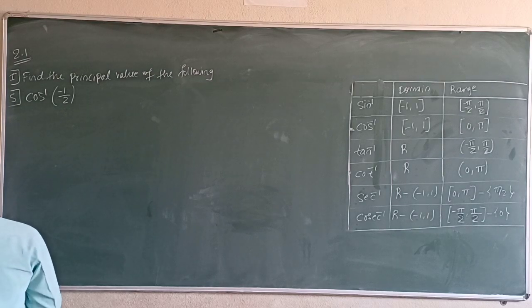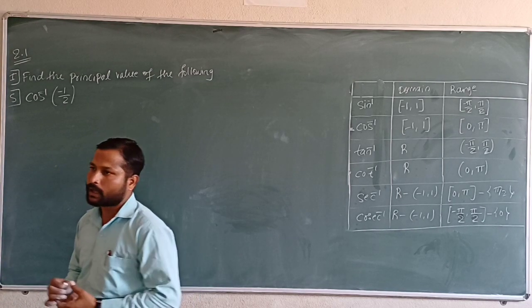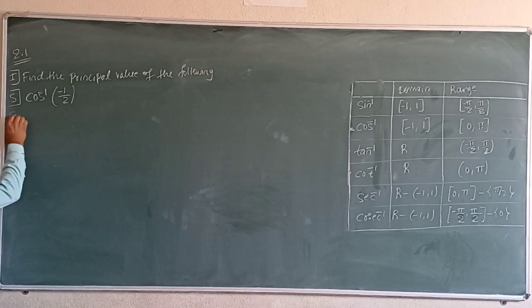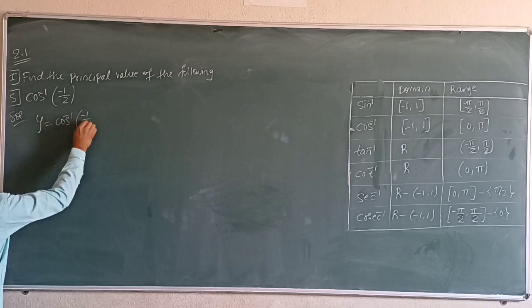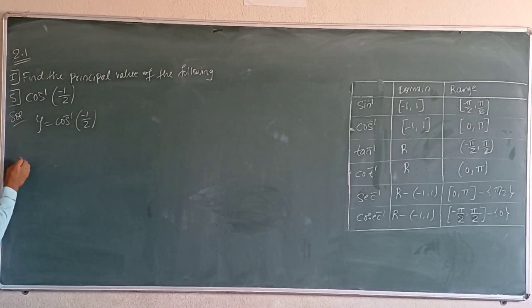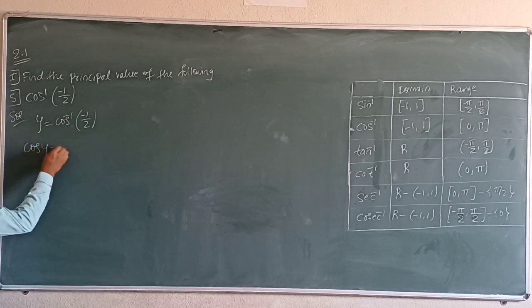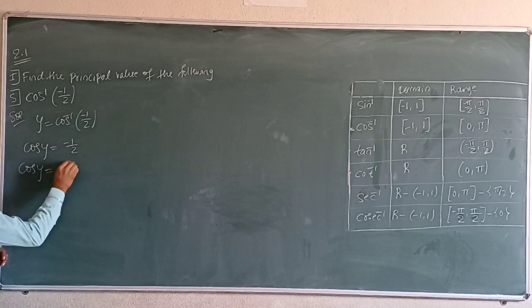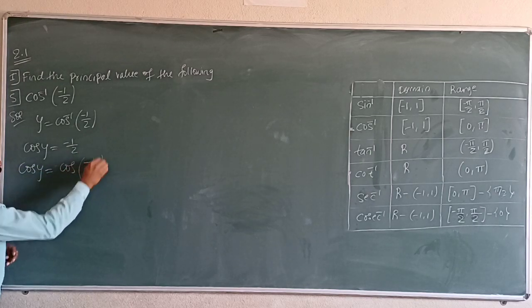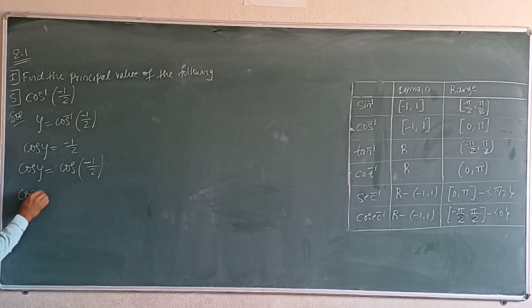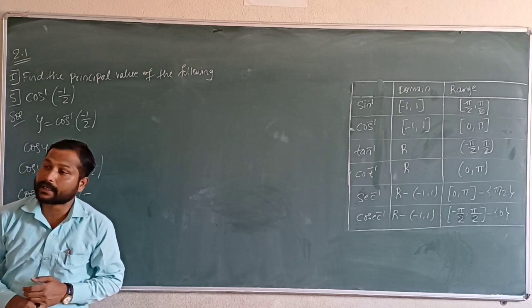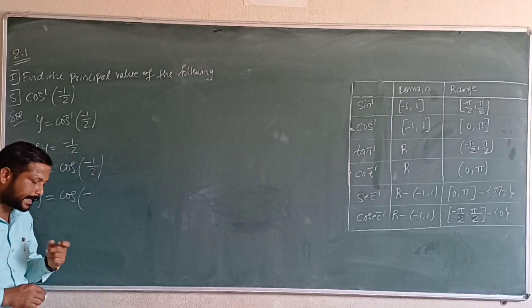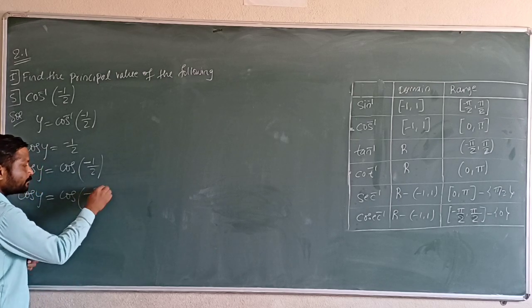Take question number 5, that is cos inverse of minus 1 by 2. Y is equal to cos inverse of minus 1 by 2. Transfer cos inverse. Take cos y is equal to minus 1 by 2. Search for cos of minus 1 by 2 in the cos table. Cos y is equal to cos, keep the negative as it is, 1 by 2 means 60 degrees, 60 degrees in radians pi by 3.